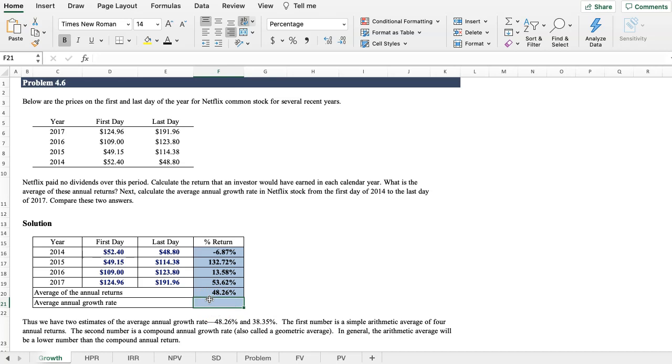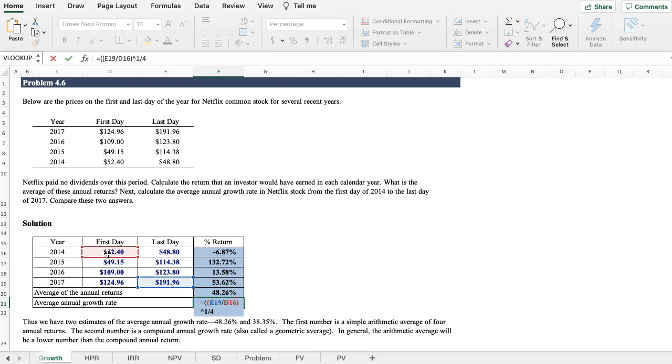I could calculate that by first entering a growth rate formula. Let's try E19 divided by D16, so the first and last day there. Close parentheses, and I'm going to escalate that into an exponent. Since I have 4 years, it would be to the 1/4 exponent.